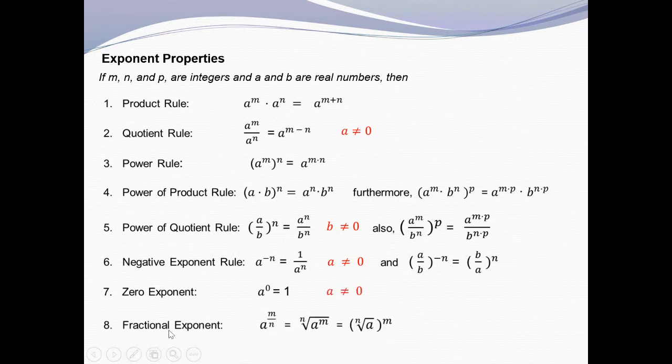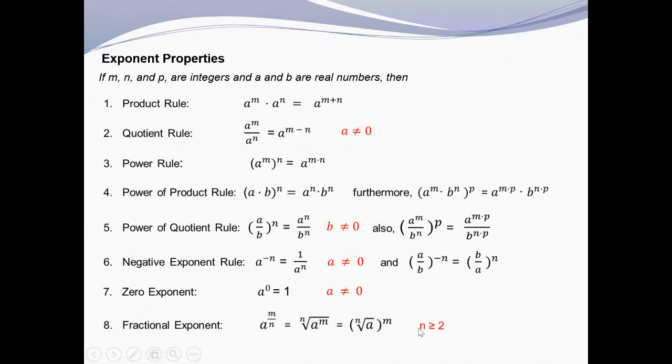This is a fractional exponent. If you have a to the power of m divided by n, it equals the nth root of a to the m power, which is also equal to, in parentheses, the nth root of a, to the m power.